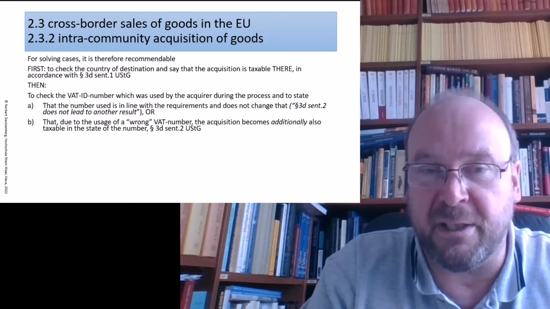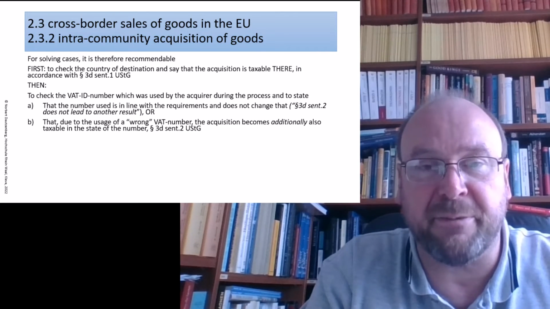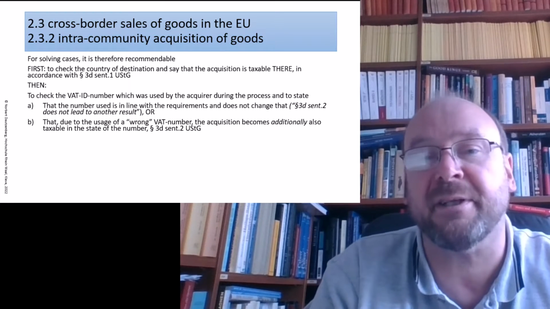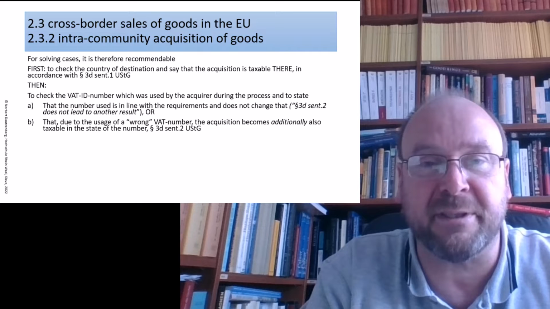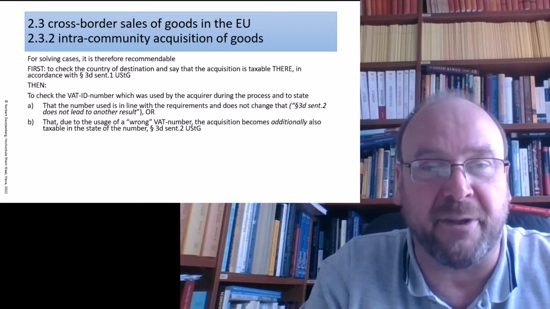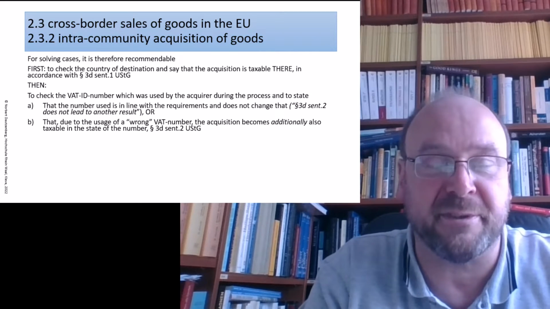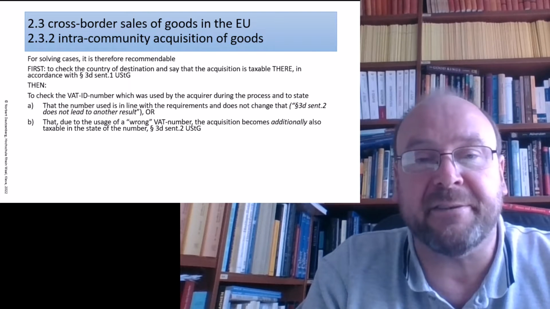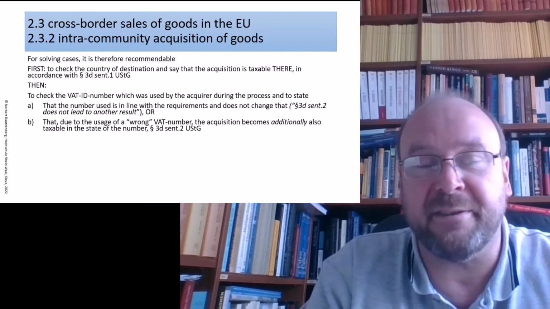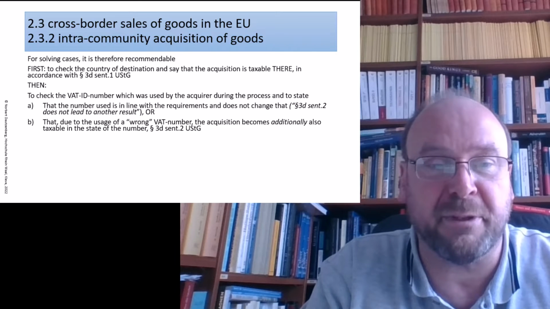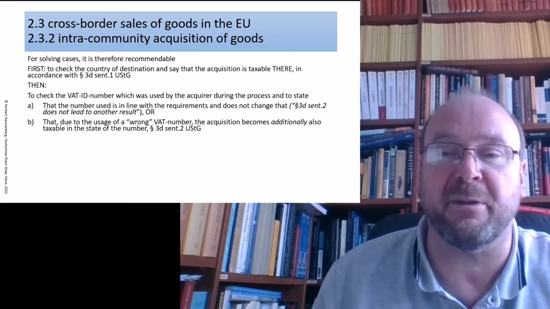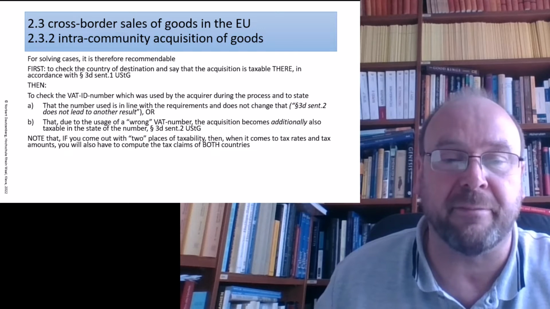So I would develop the habit to say the good ends up in Paris, 3d1, that's a place where the acquisition is taxable, and then to write this is not changed by 3d2 because the correct number has been used, or additionally 3d2 triggers an additional tax in, let's say, Germany, because for the acquisition a German number has been used, although a French number would have been correct.